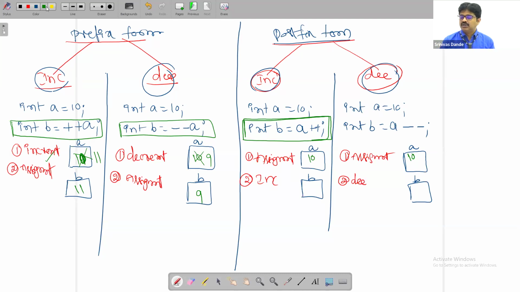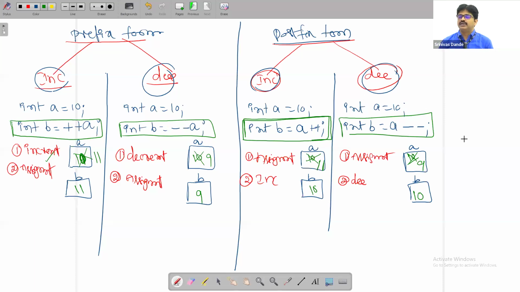Now do the operations. A value 10. When I say A++, first assignment, 10 assigned to B. Assignment over. Then increase A value to 11. Understand? Decrement case, current A is 10. Assign 10 to B. After assignment completed successfully, what is pending? A decrement is pending. Decrease A value to 9. Is that clear about prefix and postfix, all that? Super clear?